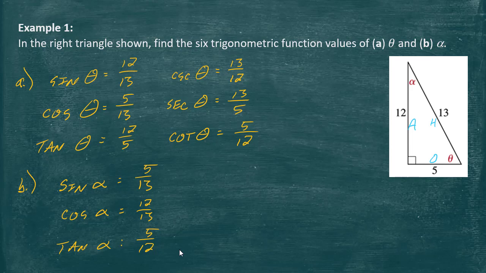If we needed to do the other 3 again, it would just be take those same ratios and flip them. So cosecant would be 13/5. Secant would be 13/12, and cotangent would be 12/5.